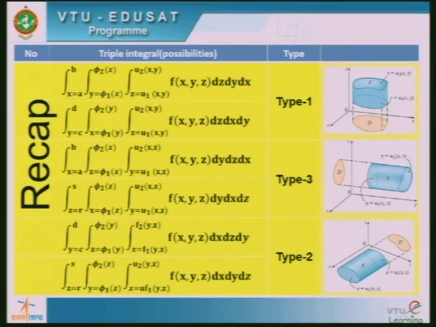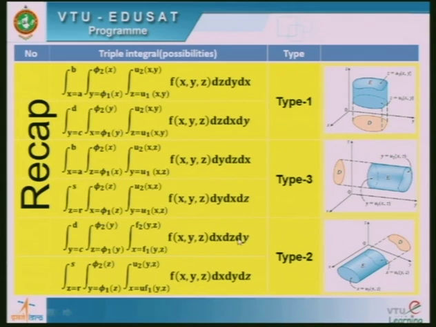In the last session, we had a discussion about how to evaluate the triple integrals. I told you that there are six possibilities of evaluating the triple integrals, which are listed here. Type 1: mainly the z variable is integrated first, and the limits of z are functions of x, y. Then the other two variables are x and y, or y and x.